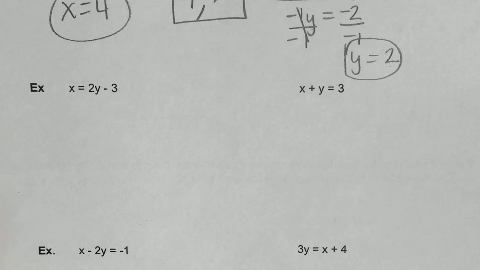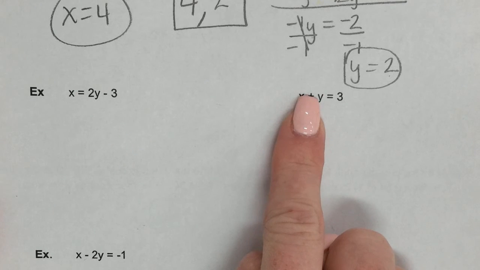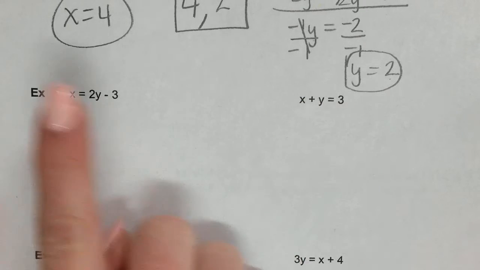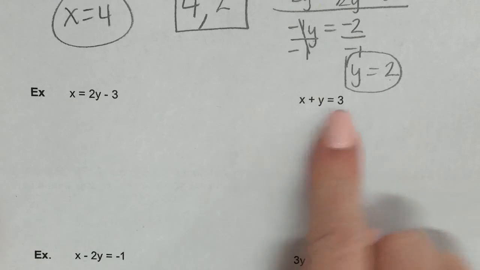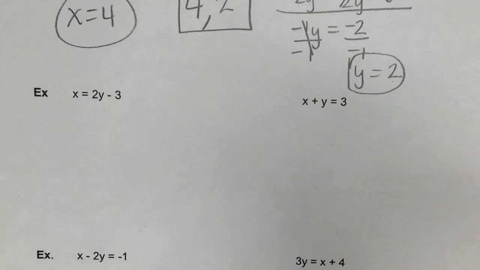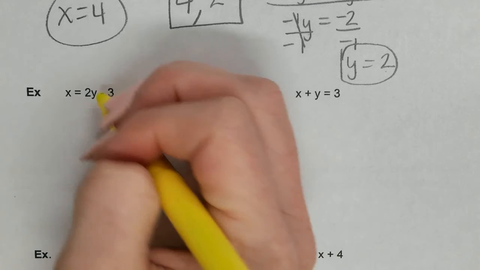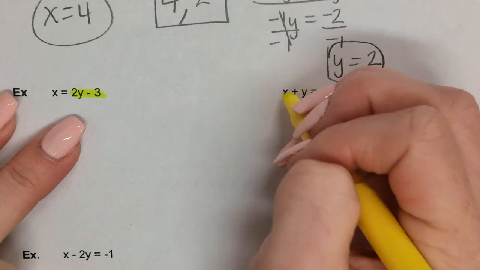All right. Look at the next one. Are any of these already isolated? No. Left or right? Right. This is left. This is right. Which one? The left. The left has the x by itself. So x is 2y minus 3. So I'm going to plug that in for what?